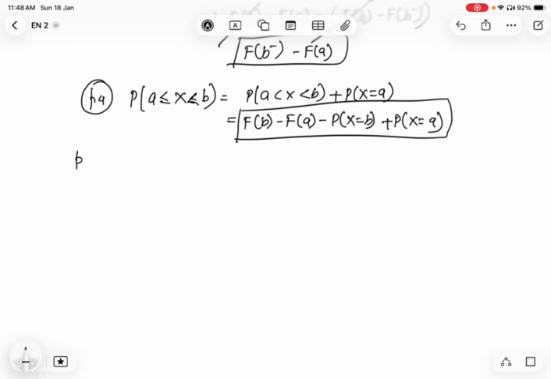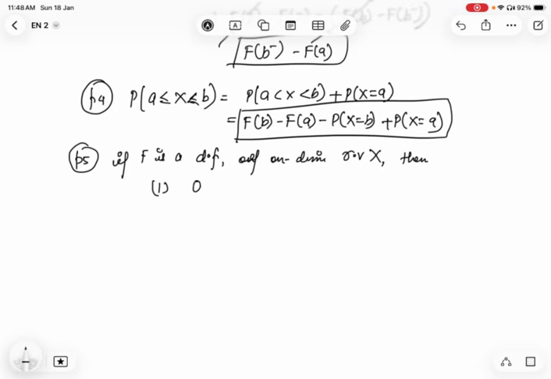Now another property is that if F is a distribution function of a one-dimensional random variable X, then F(x) is always between 0 and 1. It is a very important concept because the distribution function range is always between 0 and 1. Its minimum should be 0 and its maximum should be 1. It doesn't go beyond 1.